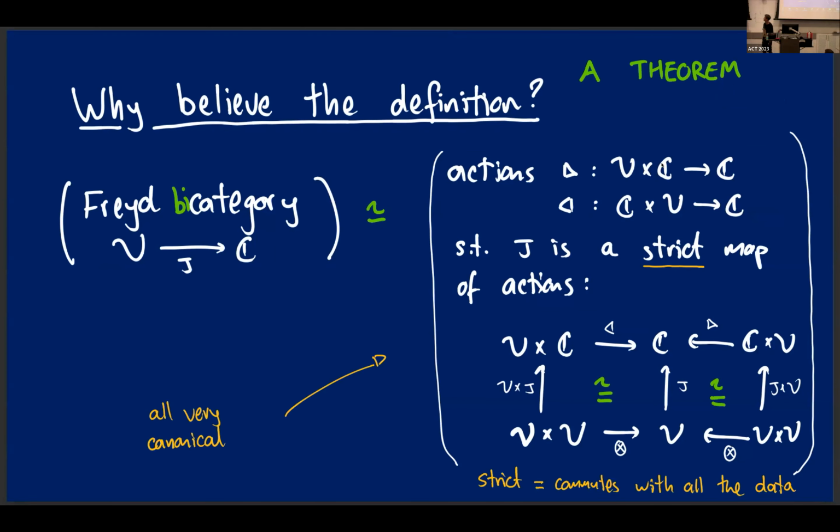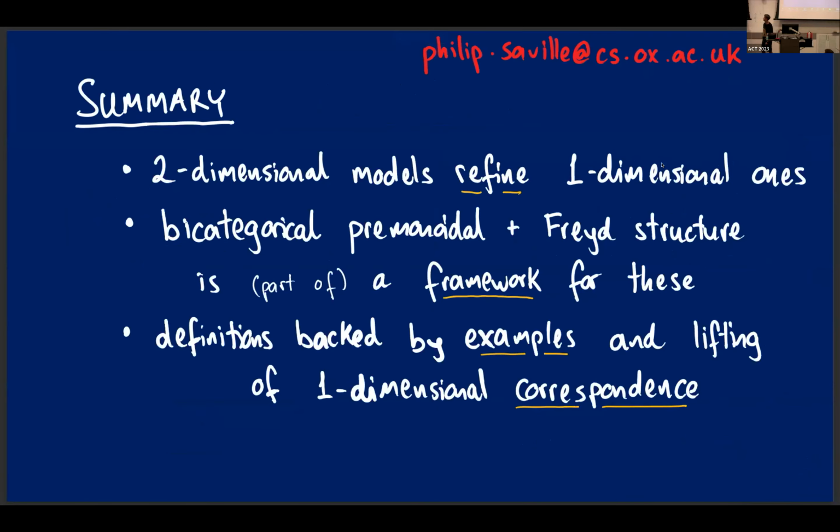Okay, so this is what we prove in the paper, that giving a Freyd bicategory is giving a pair of actions, and these things commute up to icons, which are kind of a strict version of a pseudo-natural transformation. So all of this stuff on the right-hand side is very canonical, which gives us a good sense that the thing on the left, even though it looks a bit weird as a categorical definition, is actually equally canonical, which is nice. Okay, so I'm just going to sum up.